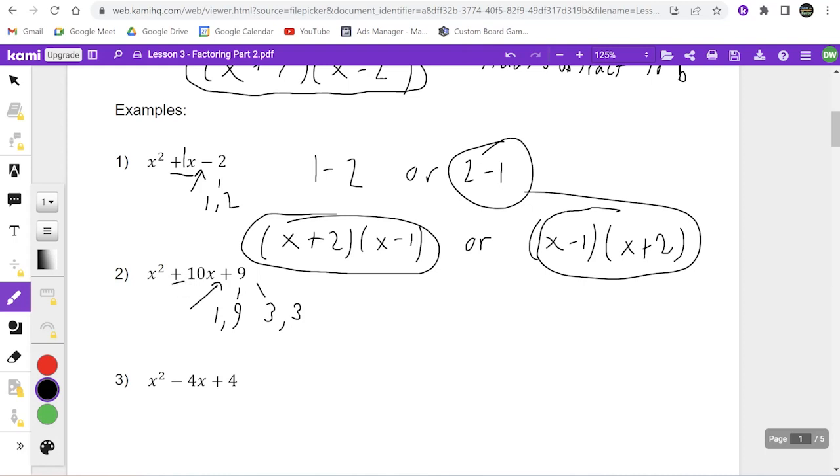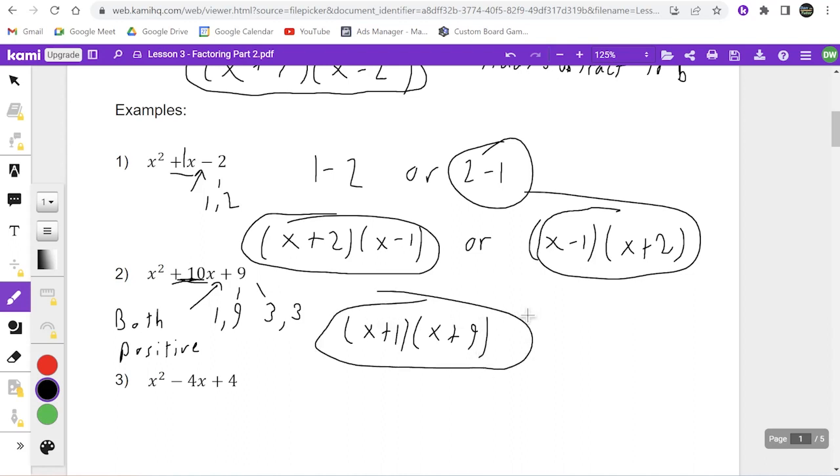Now, since the b term, the middle term, is positive 10, I know they're going to be both positive. And for that reason, I just add the numbers together. For instance, the factors of 9, 1 plus 9 is 10, which is good. 3 plus 3 is 6, so it's wrong. Use 1 and 9. So I already know the answer is going to be x plus 1 times x plus 9. And since the order doesn't matter, I could have said 9 and 1, and that's the same thing.